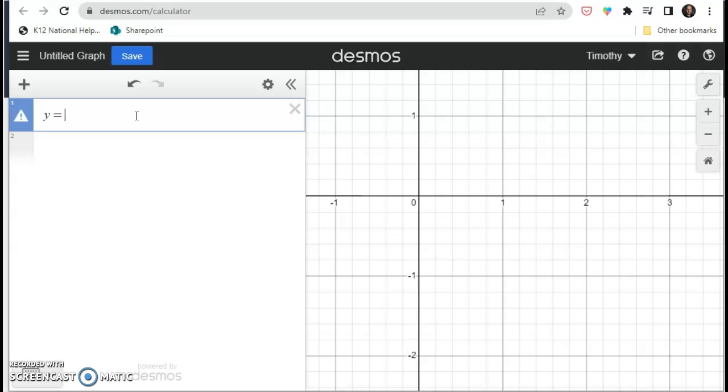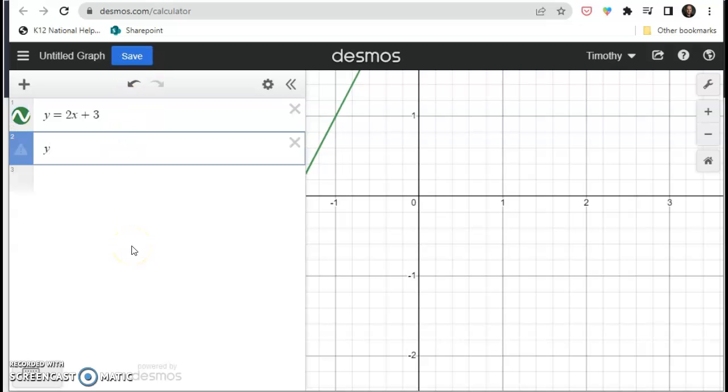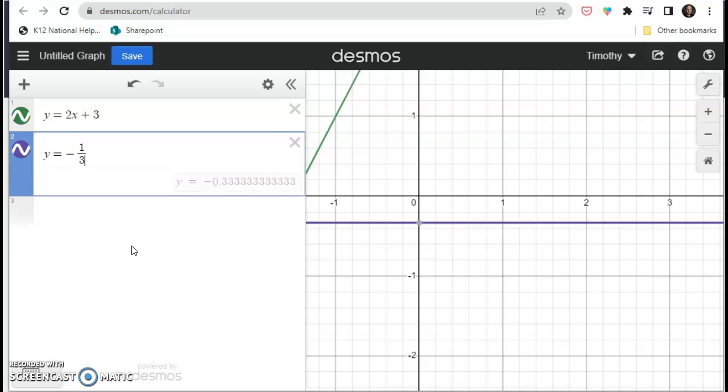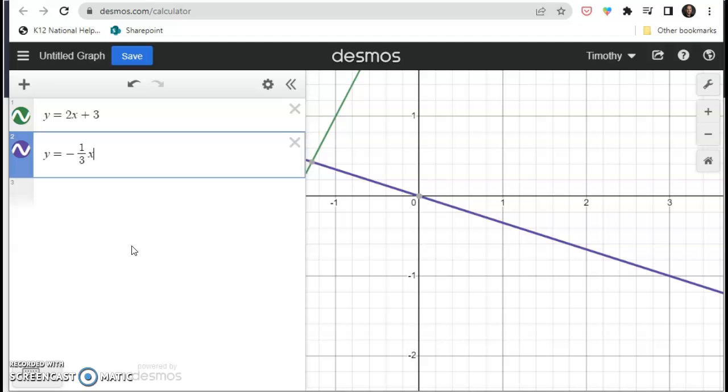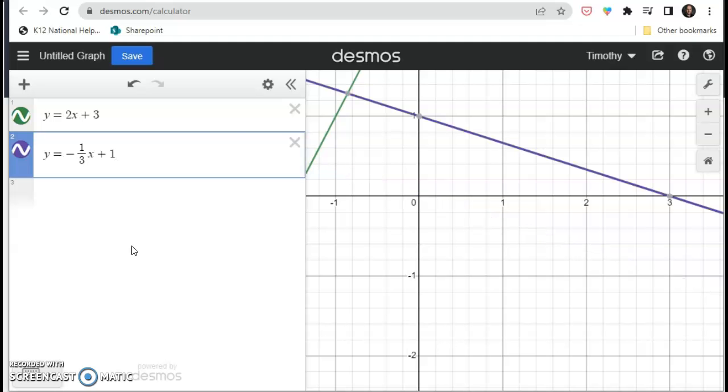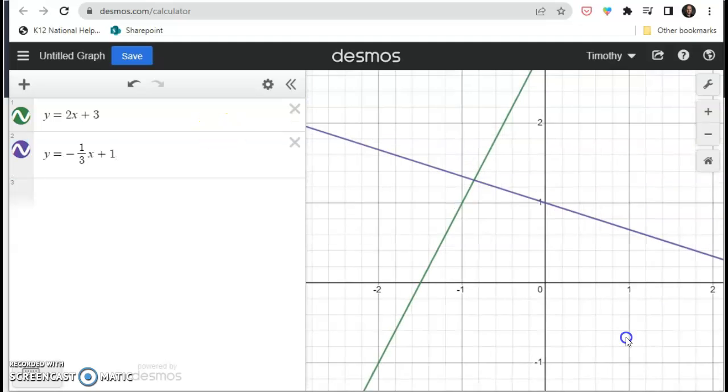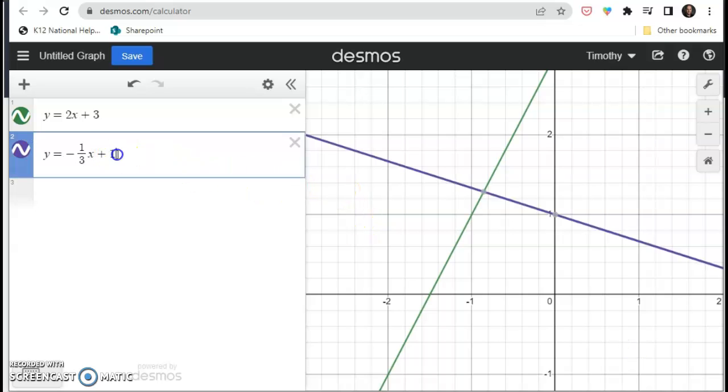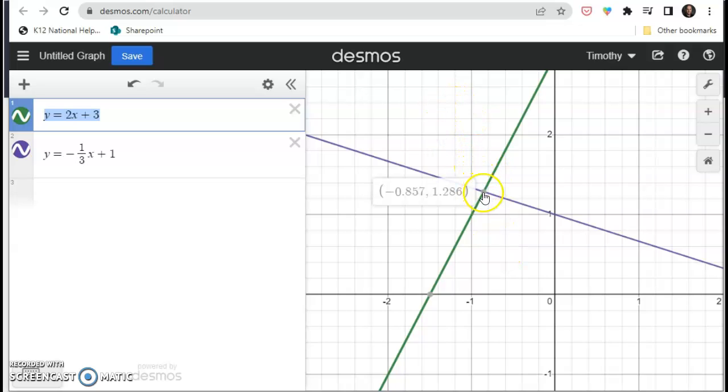I'm going to create two lines here, 2x plus 3. There's one line, and then let me do another line on the same graph. Let's do negative 1/3 x plus 1. There we go. Notice the purple line here is the second one. The green line is the top one. And the solution to the system is right here.